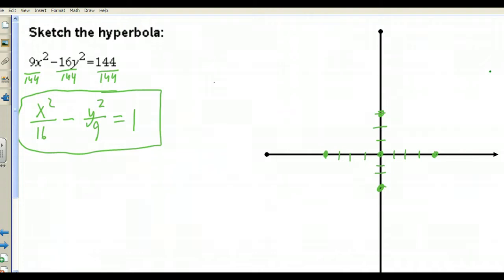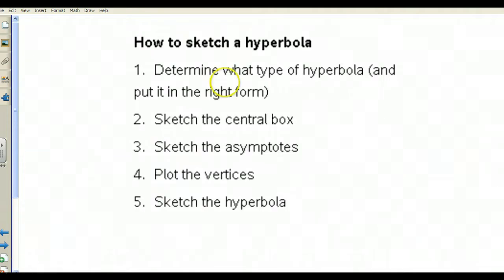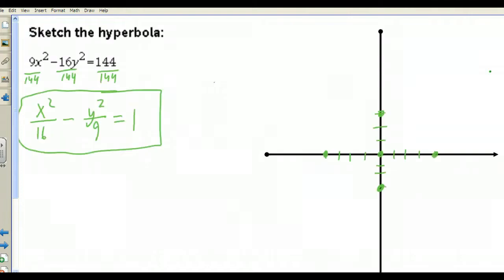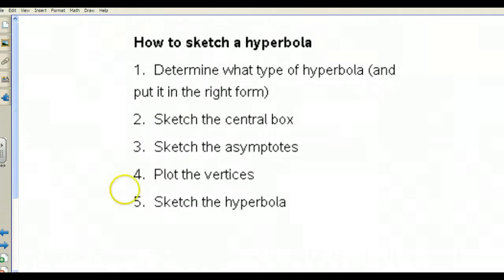Okay, so now the second step, if you look back at this, determine what type of hyperbola it was, and put it in the right form. So by the way, when you see this form, it's x squared minus y squared, so you know it's horizontal. We know this is horizontal because the x squared part is first. If it was y squared minus x squared, it would be vertical. So the hyperbola is going to look something like that. It's going to open to the right and to the left.